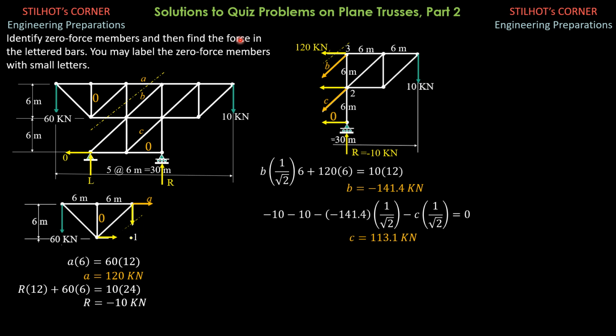Here is another video about the solution to 2D plane trusses. This is part 2. So this is the problem: identify zero force members and then find the force in the lettered bars A, B, and C. You may label the zero force members with small letters, but in this case, I will directly specify the zero force members.